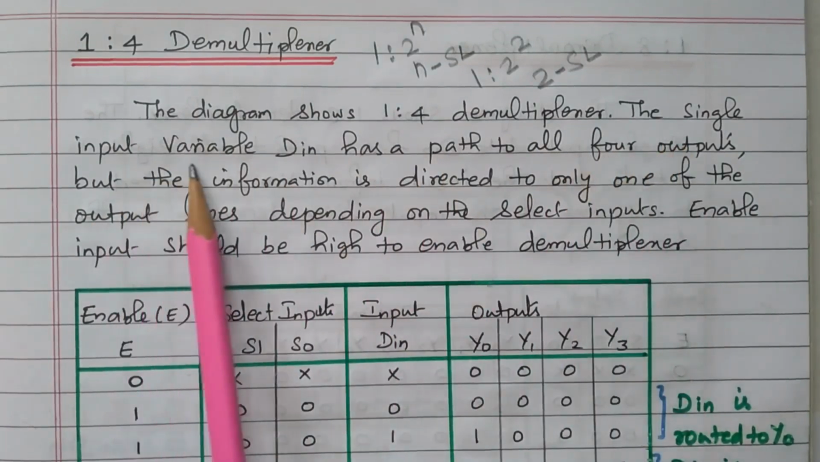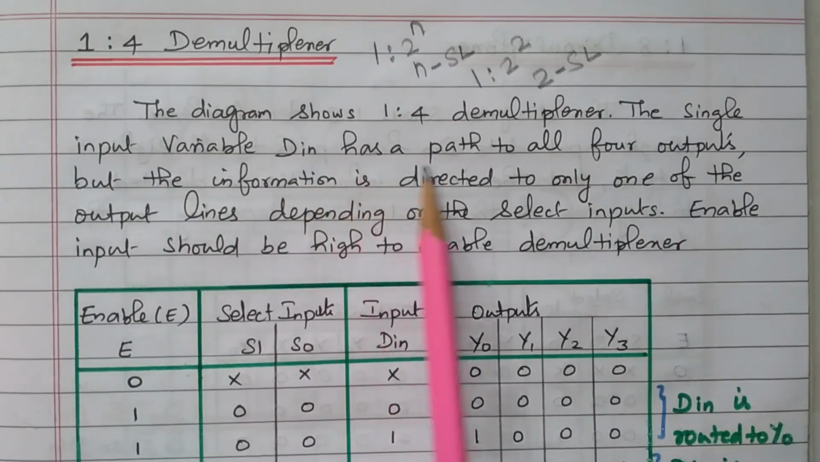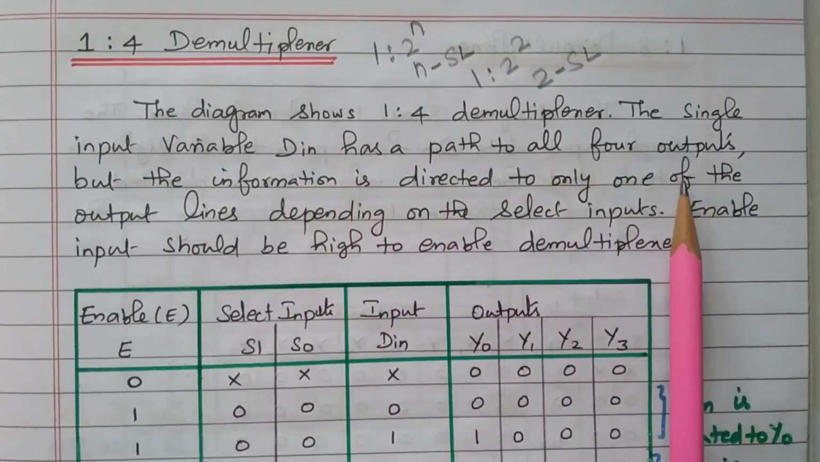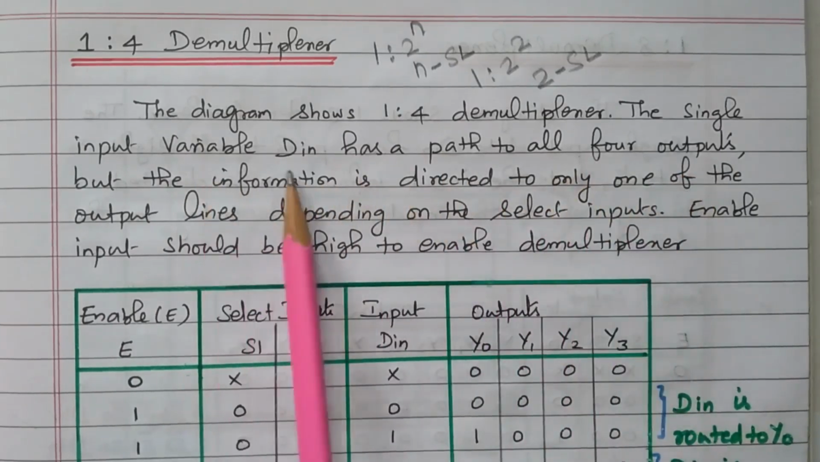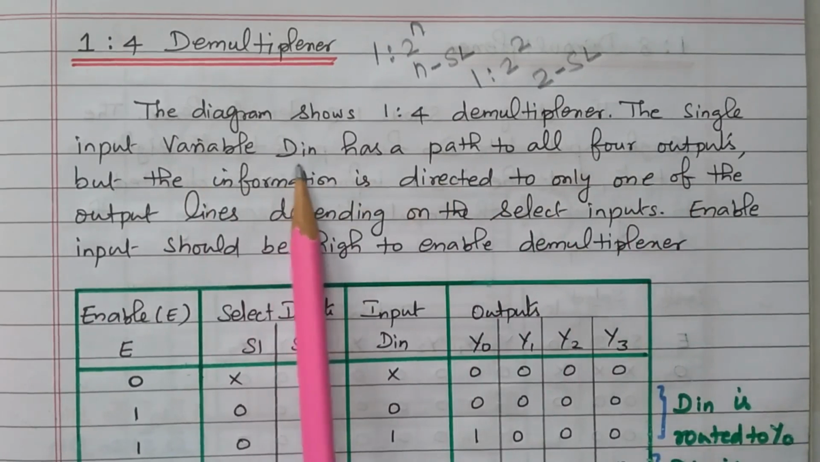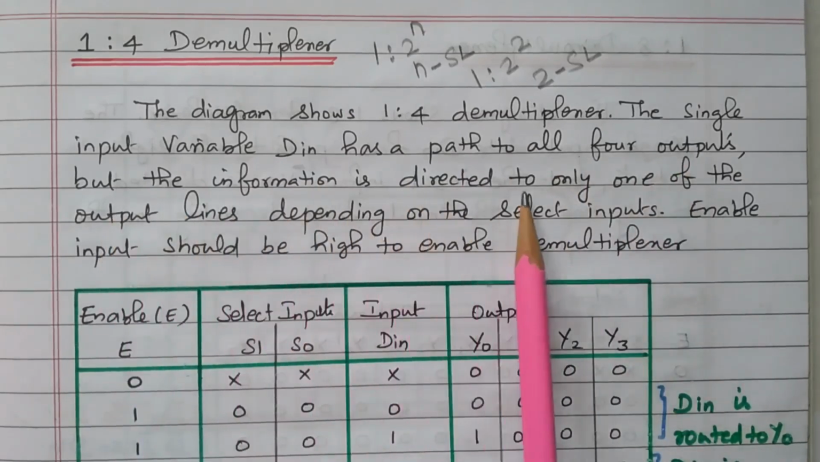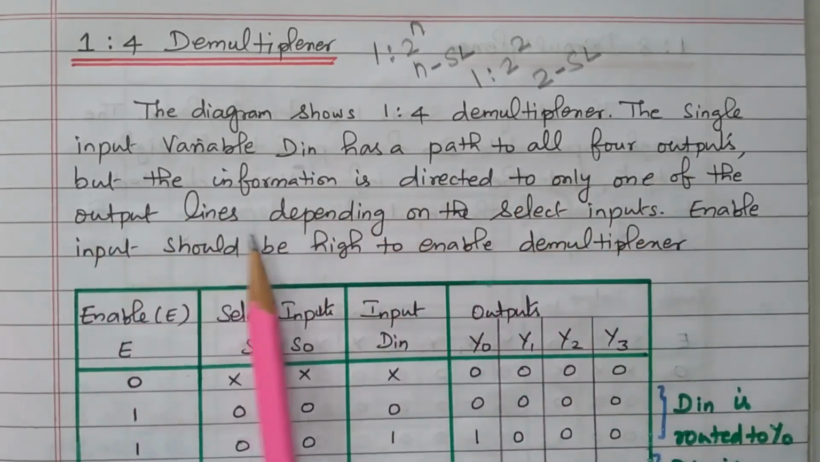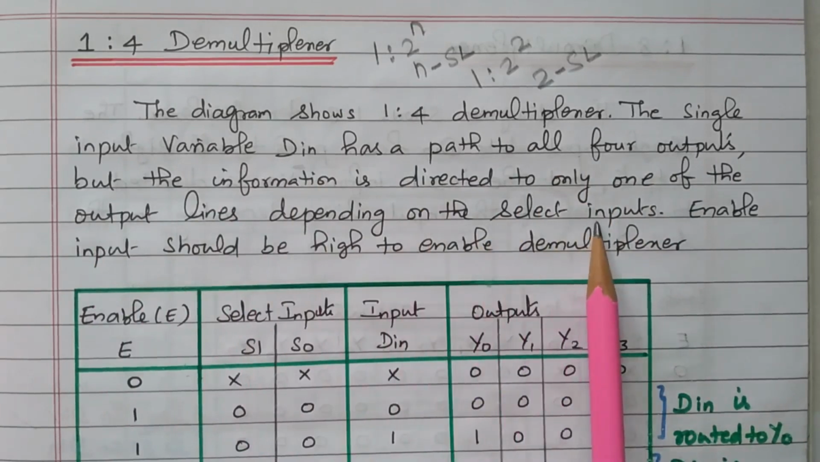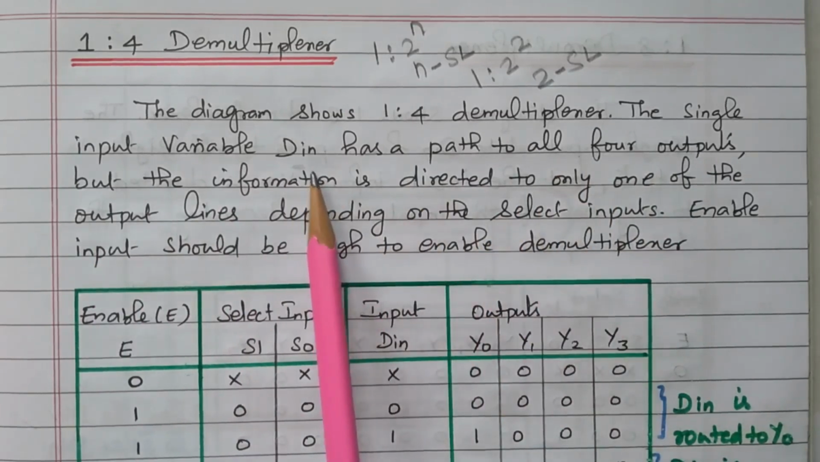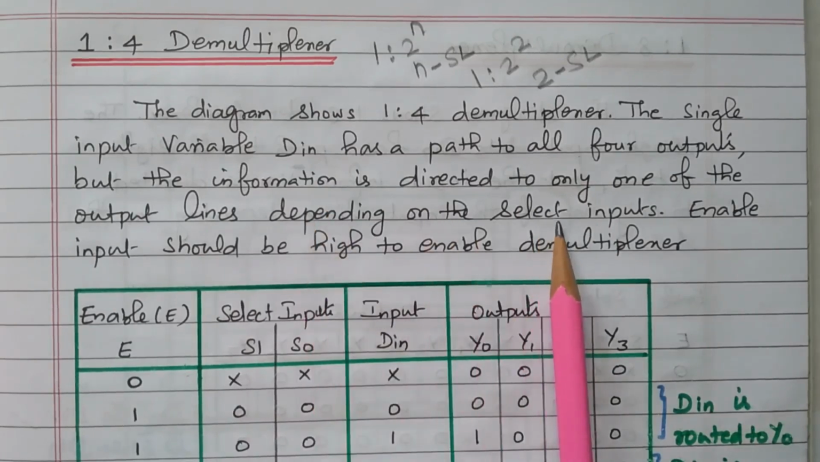The single input variable is Din, which has a path to all 4 outputs, right? Din is nothing but an input data that is connected to all 4 outputs, but the information is directed to only one of the output lines depending upon the selection line, right? The input is connected to all the circuits, but which one is enabled is decided by the selection line.